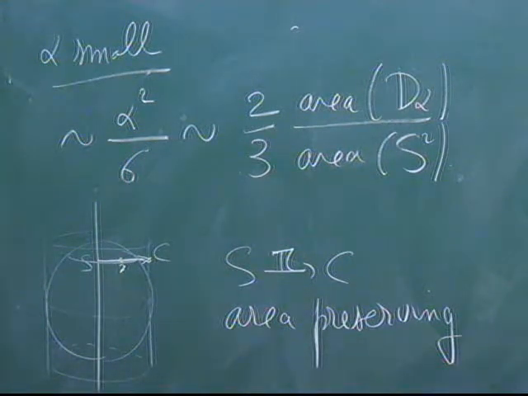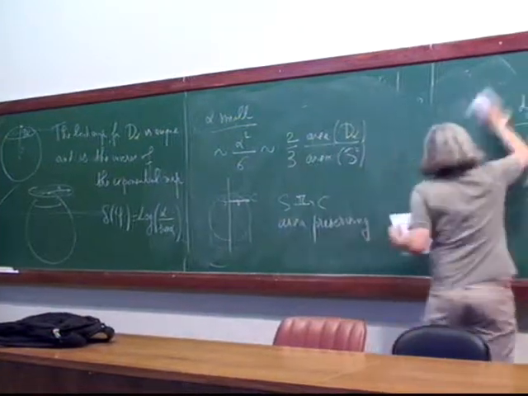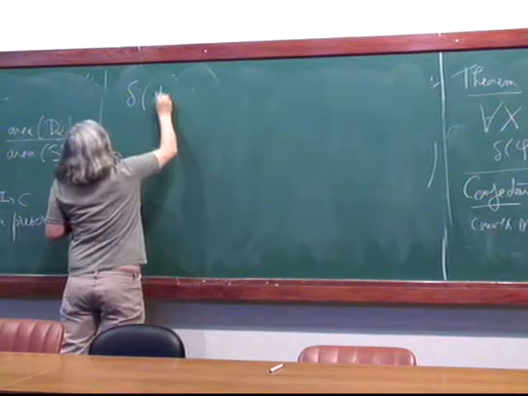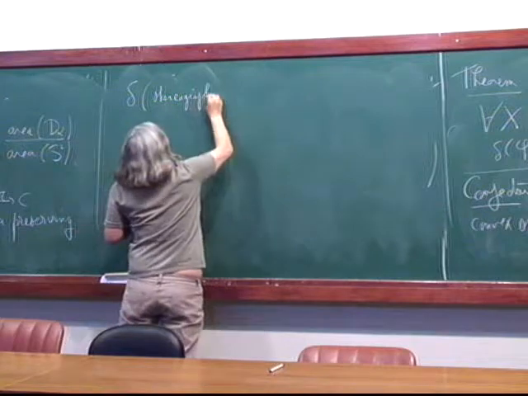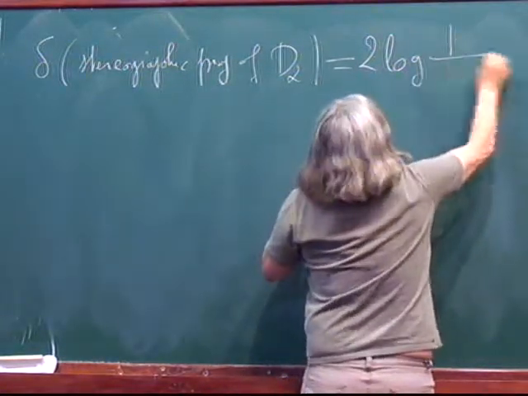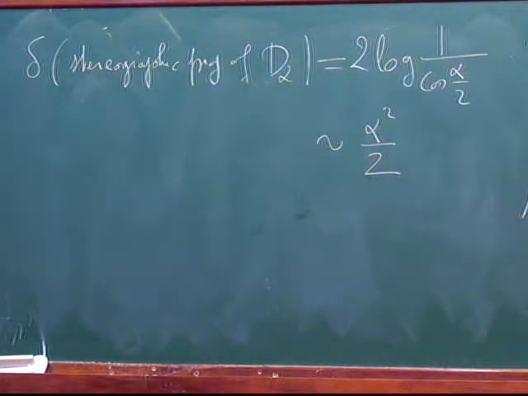Now, what is the defect of the stereographic projection? Because you could say, well, let me compare this map to the stereographic projection. The stereographic projection is conformal, and what is its defect? Well, you compute, and you get the following result. The defect of the stereographic projection of the disk d alpha turns out to be equal to 2 times log of 1 over cosine of alpha over 2, which is about alpha squared over 2. So Milnor's map, the exponential map, is 3 times better than the stereographic projection. Okay, now let me go for the next conjecture.